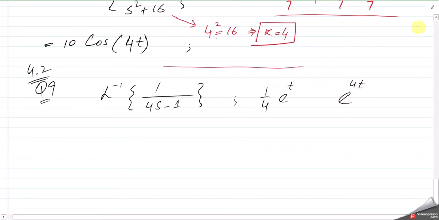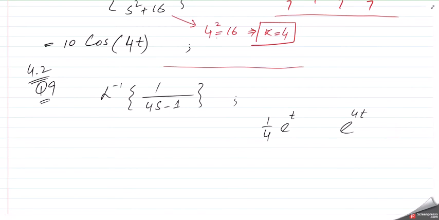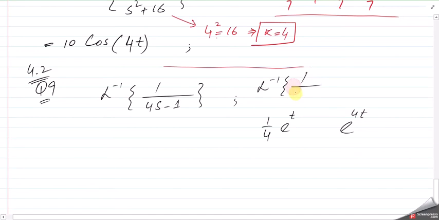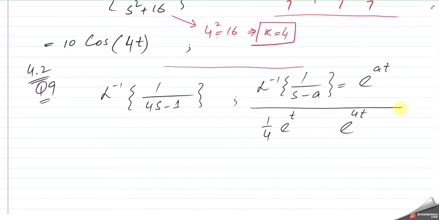Let me write, for your quick hint, the formula for inverse in this situation, which we can use. Laplace inverse of 1 over s minus a equals e power at. Now this 4s can be a bit of a problem, or is it a problem? Raise your hands and vote for 1 or 2.